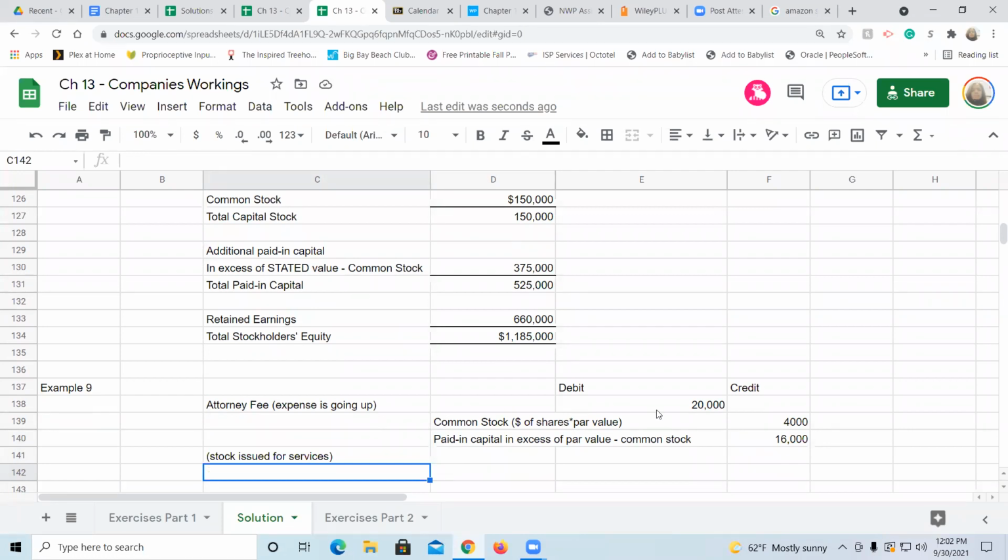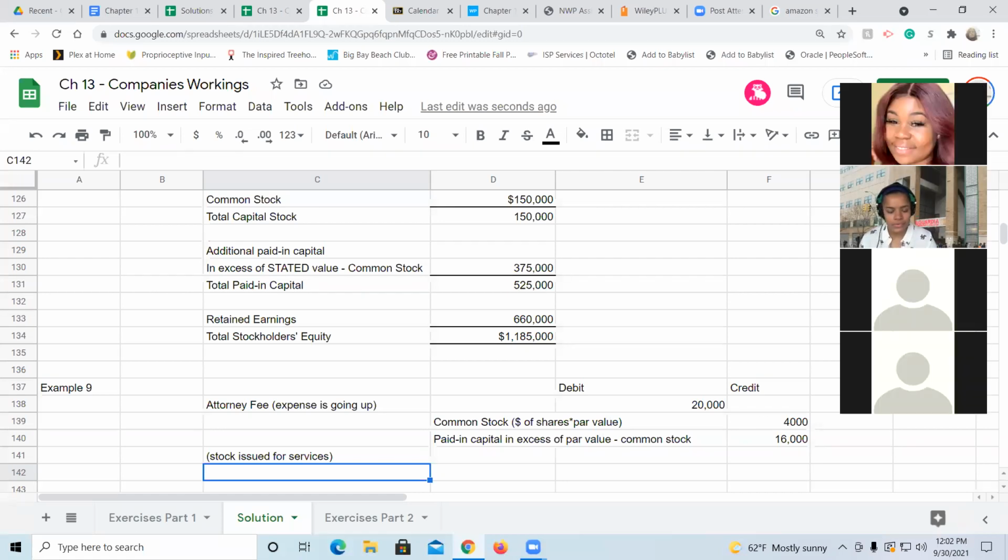when we do this type of transaction, we look at either the fair value of the stock or the fair value of the service. We use the fair value of the service because the stock doesn't have a fair value right now. And then also we still use the rule that common stock is going to be the number of shares times the par value. And then the remainder goes to the excess account.